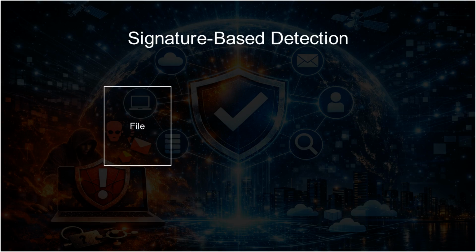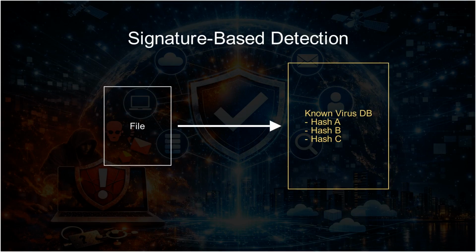The primary mechanism of antivirus is signature-based detection. Think of it like a digital wanted poster. When a new file arrives on your computer, the antivirus scans its unique cryptographic hash and compares it against a massive database. If the file's hash perfectly matches a known malware signature in the database, the antivirus immediately blocks it.